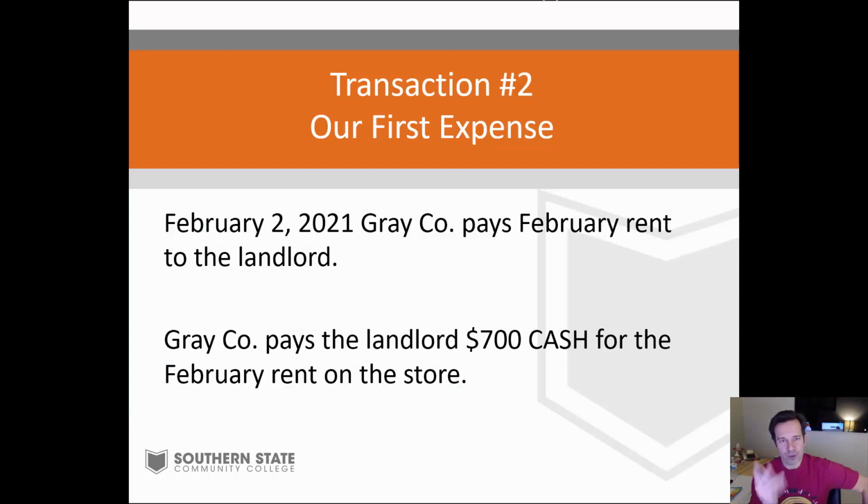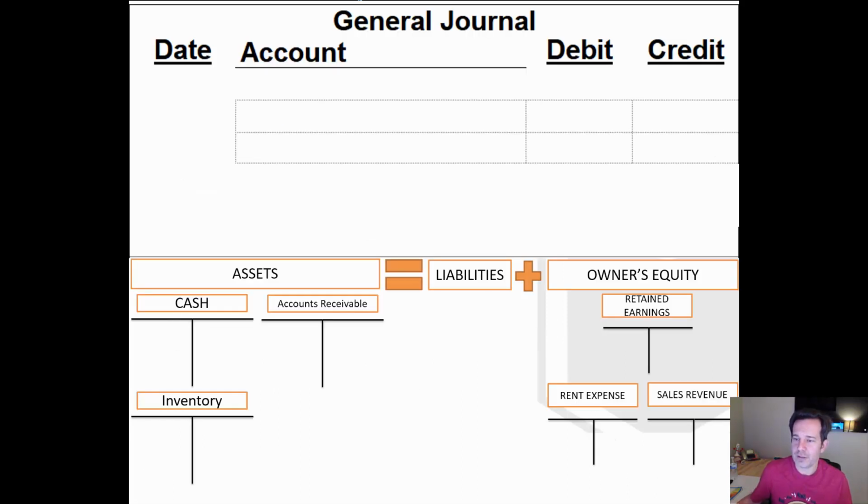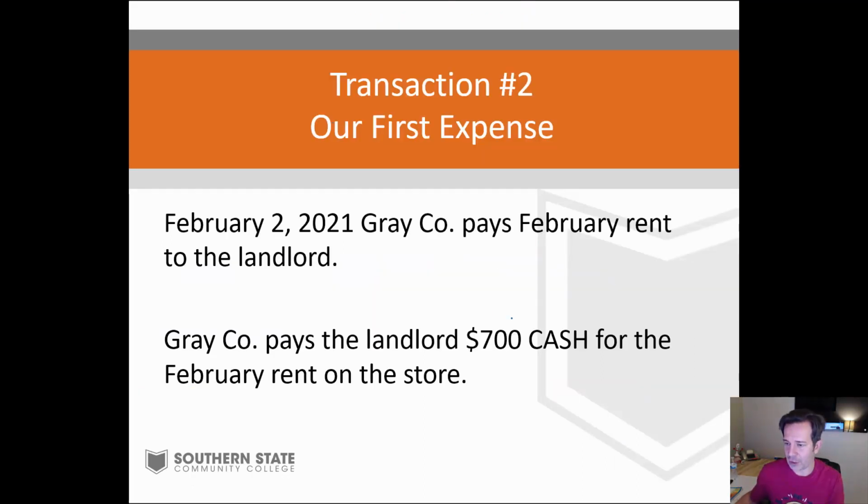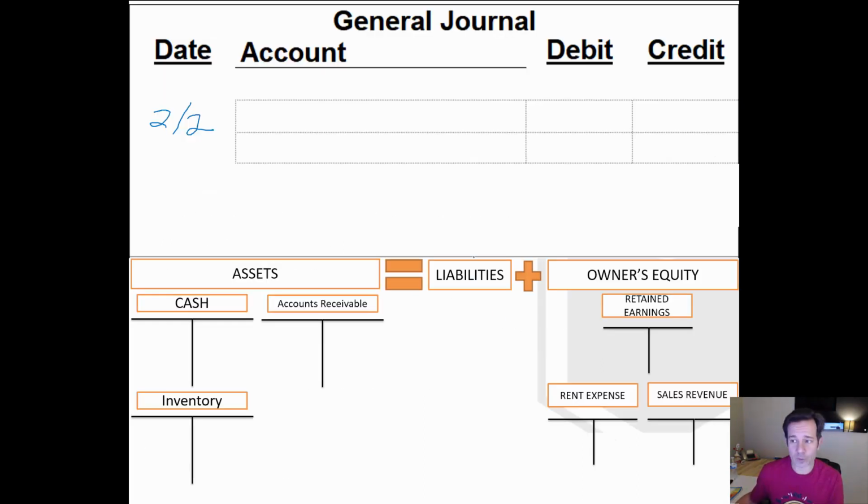February 2nd, Gray Company pays the landlord money for rent. $700 cash for February rent. So now we have money going out the door. We have to pay rent. When we pay rent, that's an expense. We've used up rent. So February 2nd, we paid $700 to the landlord for rent. So you look and see we have an account for rent expense.